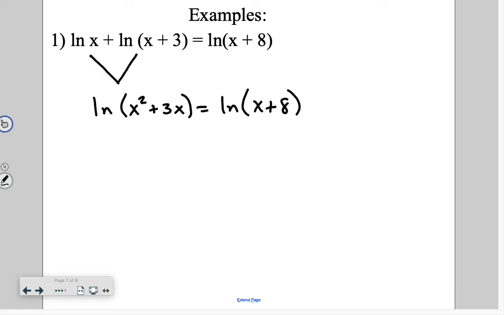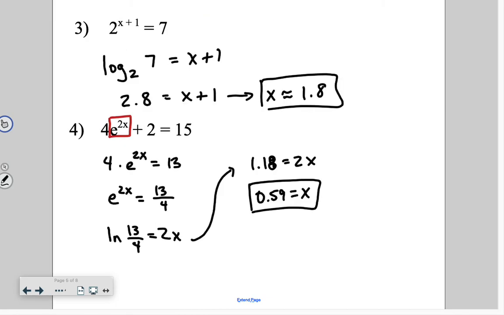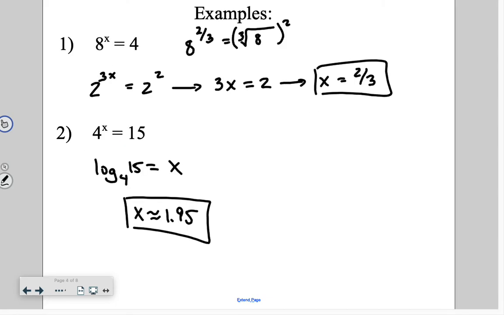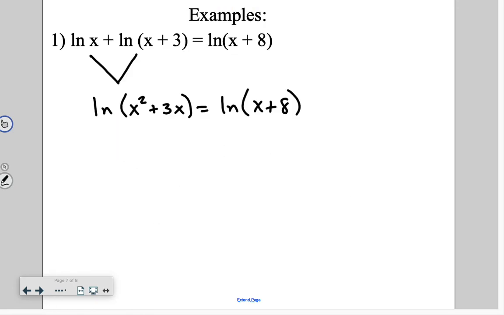And now let me relate this back to something else. Let me go all the way back to the first problem here. We said on example number 1, if you can get the same bases, that means the exponents have to be equal. Well, in this case, if you've got 2 logs that are already equal, then the arguments have to be equal. Just like the idea where we got the bases and we set the exponents. Here, we've got 2 equal logs. Therefore, we need 2 equal arguments. So x squared plus 3x has to then equal x plus 8.